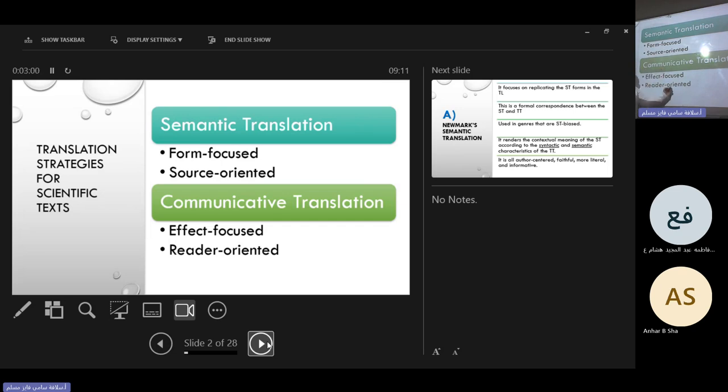And it is reader-oriented. What does it mean, reader-oriented? If this is source-oriented, this is? What is the opposite of source-oriented? Target oriented, you guys. Wake up, for God's sake. I know it's early, but still, wake up. If this is source oriented, then this is target oriented. The focus of the communicative translation is to communicate a message to the target audience. All right?